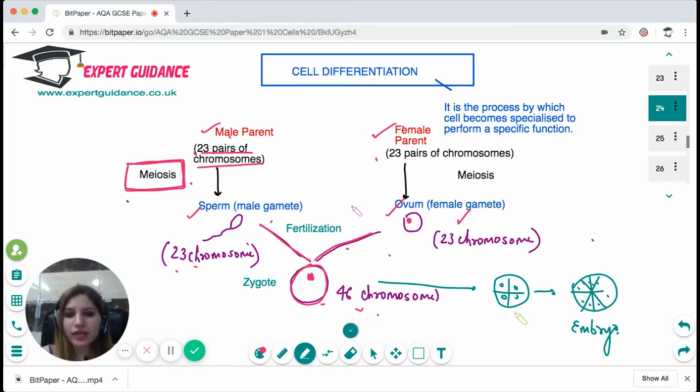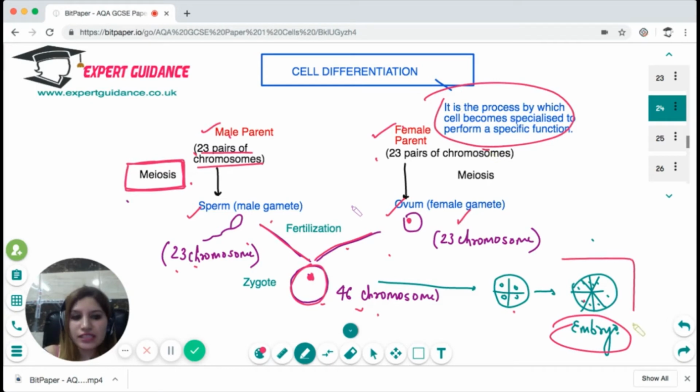Now the zygote divides into 2, 4, 6, 8 and many cells and forms an embryo. At this stage, the entire cell mass is unspecialized. It has no function. We do not know which part will form the digestive system, or which part will form the circulatory system. After that, the process of cell differentiation begins. This embryo, whose cells have not yet specialized, consists of stem cells. Stem cells are the undifferentiated mass of cells which can differentiate into any cell type.